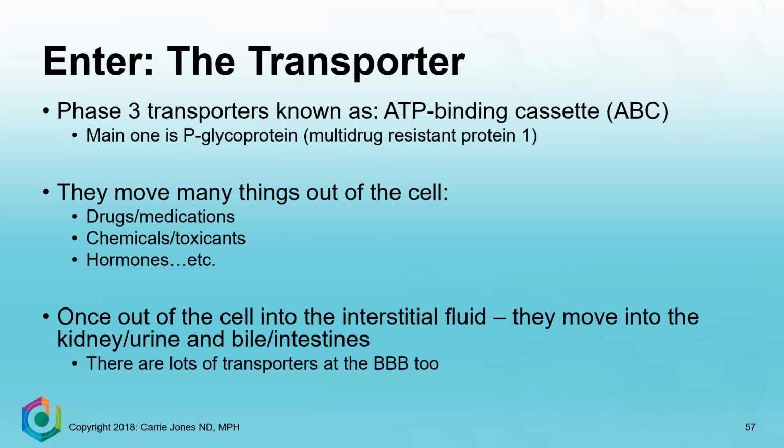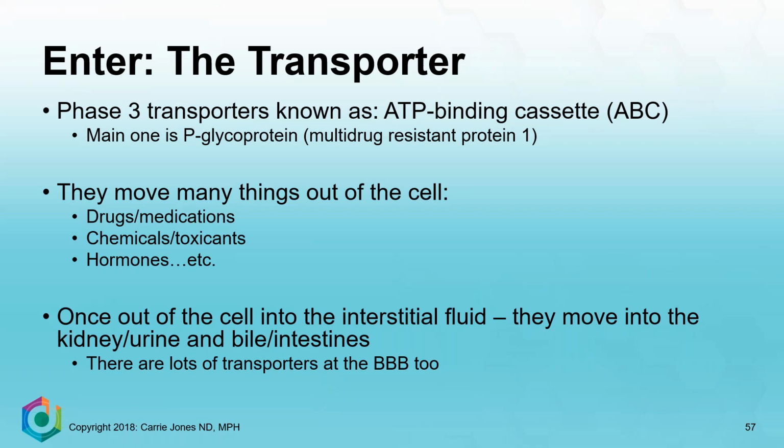And so phase 3 transporters are known as ATP-binding cassettes, or ABC. The big one that you're going to see in the research, if you go look this up, is P-glycoprotein, or multidrug resistance protein 1. They move things from in the cell to out of the cell, and they move lots of things: drugs and medications, chemicals, intoxicants, hormones. They are a transporter for lots of stuff. So think of them as like your little taxi or your shuttle or your train or your tram that is moving you from one place across the road, across the way, across the city to the other place.